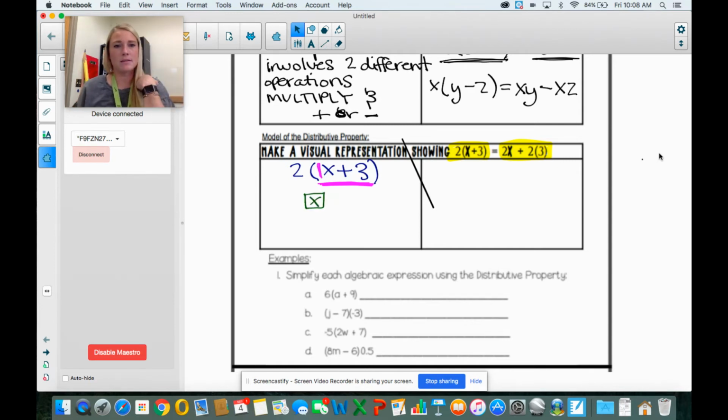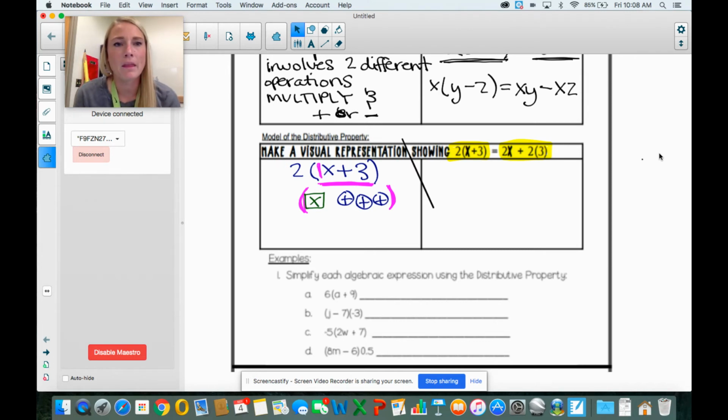There's my x. Okay, and then how many 3's do I have? Or think of it as plus 3. Okay, so I could represent it actually like this. So I've got 1, 2, and 3. Okay, so that is my first group. So I could even put it in parentheses.